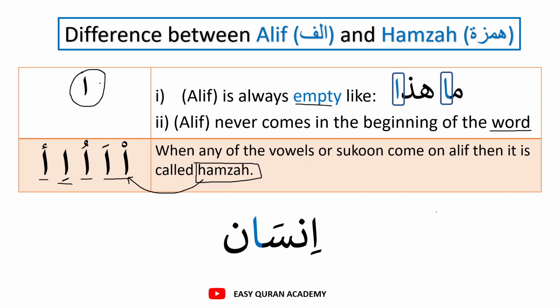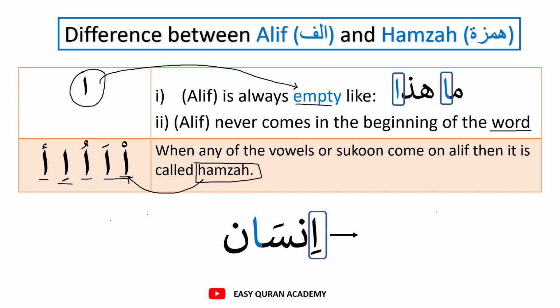So the basic difference that you can see over here, alif is always empty. That's number one. And number two, it never comes in the beginning of the word. And whenever we put Hamza itself, or whenever we put kasra or dhamma or fatha, or even the sukoon sign, then it becomes Hamza and we do not call it alif anymore. Is this clear? Very important, this information, because Hamza is like, as I said, very naughty and very, very delicate. It keeps on changing. So we need to know from the beginning what is the difference between Hamza and alif. I hope it's clear now. We can move on to the next part of the lesson.